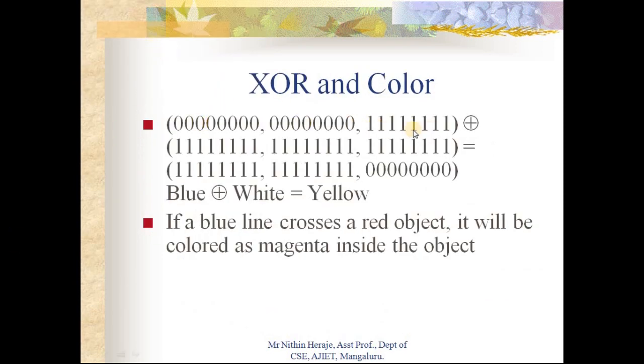XOR and color. See, this is one color which is blue. So RGB, it is blue, and the next one is all white, which is all ones, which is white. So XOR blue with white, you are going to get this color: red and green you'll have 1, whereas blue you get as 0. So red and green 1, in the sense it is a yellow color. Okay, so if a blue line crosses a red object, it will be colored as magenta inside the object. So XOR blue and red, then you are going to get the magenta color.